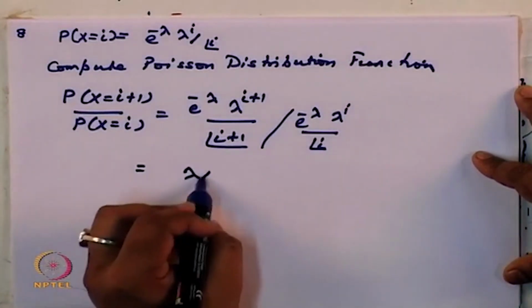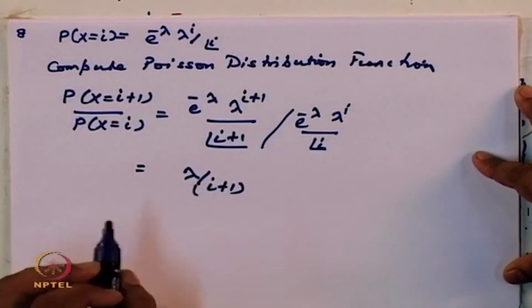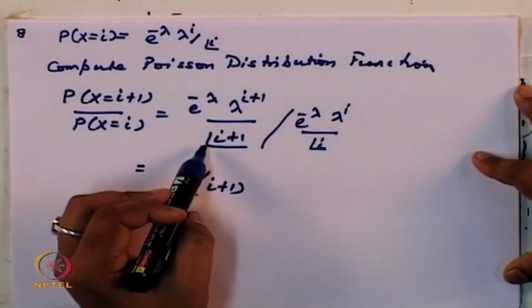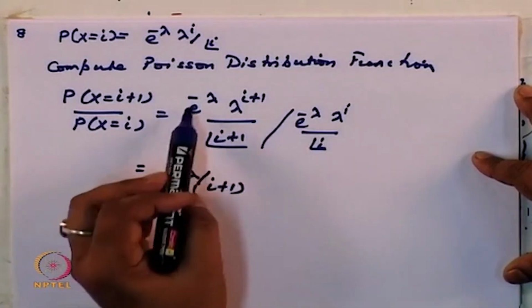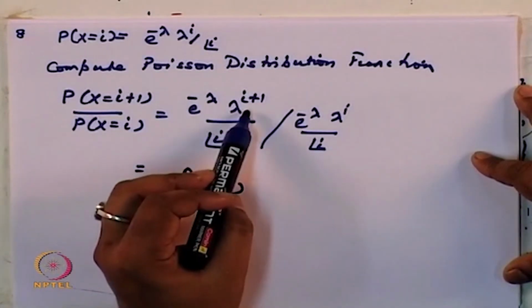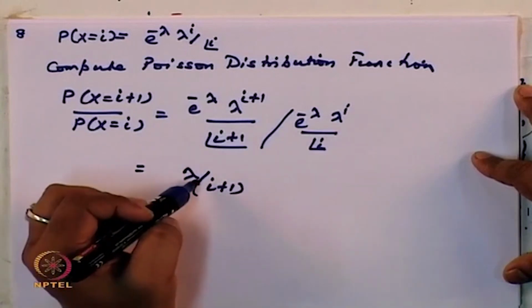This is equal to nothing but lambda by i plus 1. Because factorial i plus 1 can be written as factorial i into i plus 1 and these two cancel each other out, and lambda to the power i plus 1 by lambda to the power i is simply lambda.